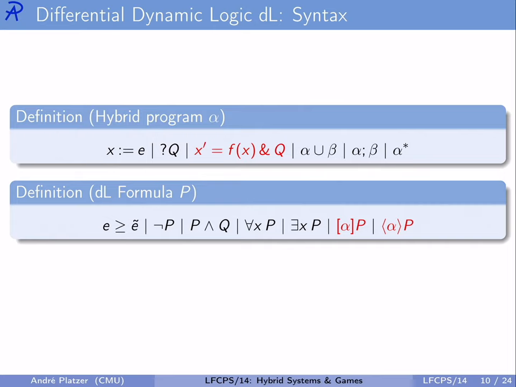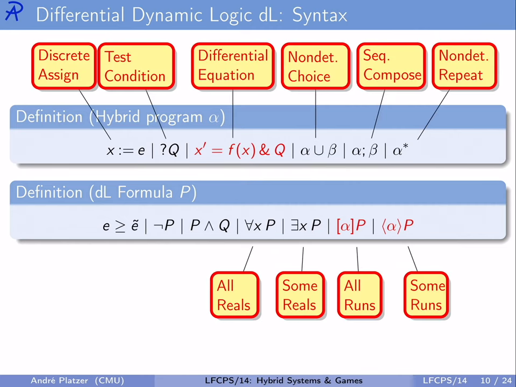We've seen hybrid programs as a programming language and differential dynamic logic formulas where the fundamental pieces were assignments for discrete dynamics, logical formulas for testing conditions, differential equations limited to evolution domain constraints for the atomic principles for continuous dynamics, and non-deterministic choices between two hybrid programs, sequential composition, first running alpha, then beta, and non-deterministic repetition, running alpha a number of times. And what were the logical operators around it? In addition to real arithmetic and quantifiers universally and existentially over the reals, we looked at the alpha box modality, that for any hybrid program alpha and any differential dynamic logic formula P says all runs of alpha lead to states in which P is true, and the alternative alpha diamond P said that there is a way of running the hybrid program alpha to a state where P is true.